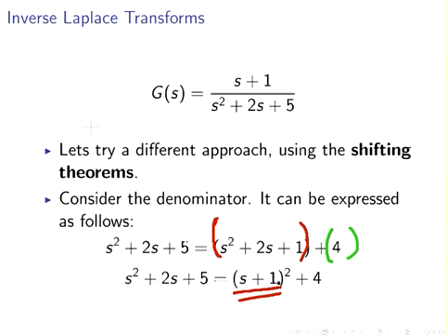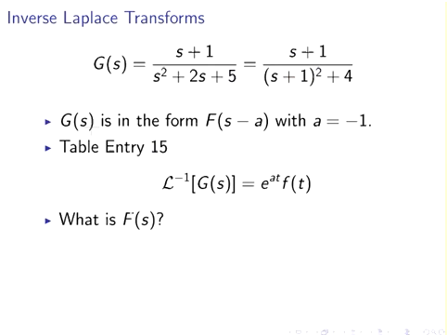Now, why did I pick that s plus 1 squared? That was an informed decision, based on the fact that the numerator is s plus 1. If the numerator was s plus 2 or s plus 3, I would respond accordingly. So down here at the bottom again, we have the denominator expressed as s plus 1, all squared, plus 4. So moving on, that's what we have right now.